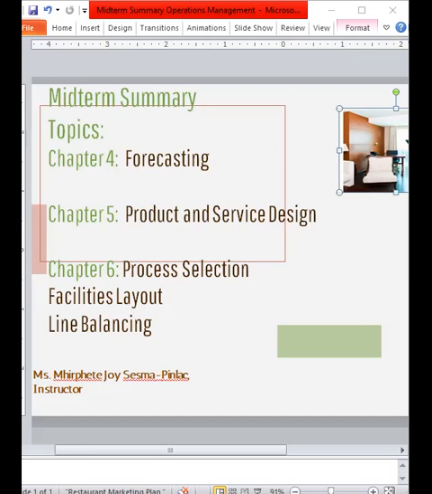The following are the sources of forecast errors: irregular variations, inadequate model, and incorrect use of forecasting techniques.